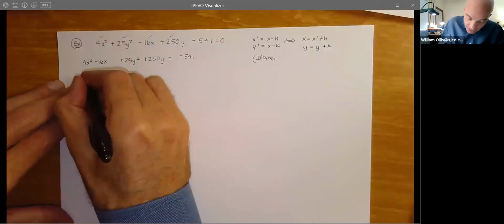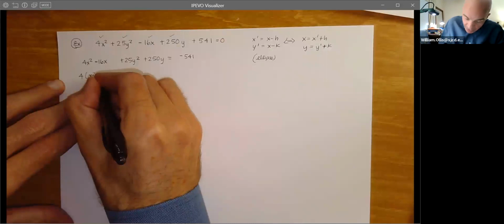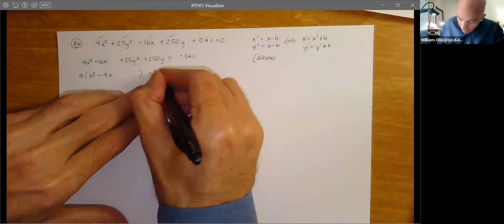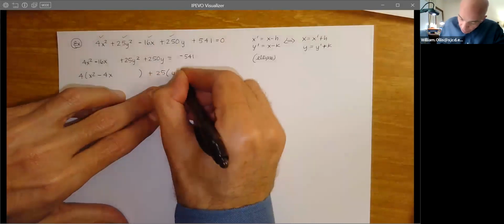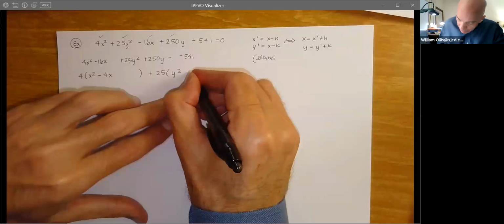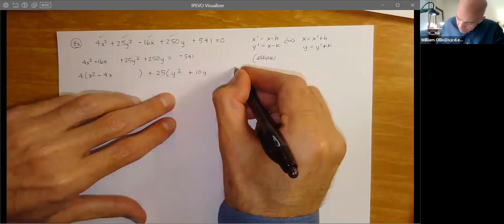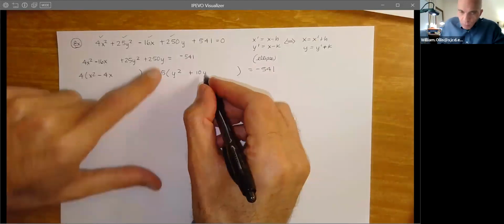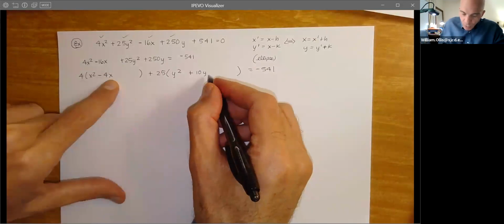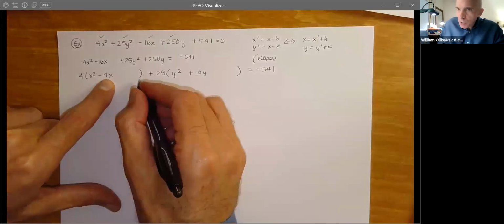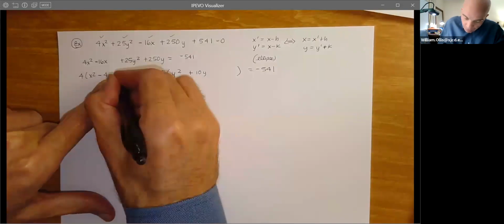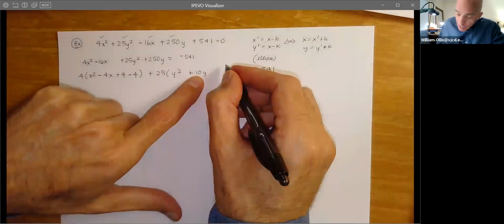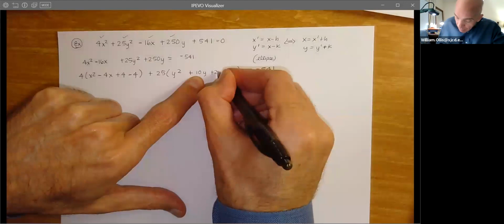So now let's go ahead and factor here. So we have x squared minus 4x, and then we have plus 25, and we have y squared plus 10y. So again, just the factoring is what we normally do. That's the easy part. Then we complete the square. So half of negative 4 is negative 2. We square it, we get a 4. So plus 4 minus 4. Half of 10 is 5. Square it, we get a 25 minus a 25.